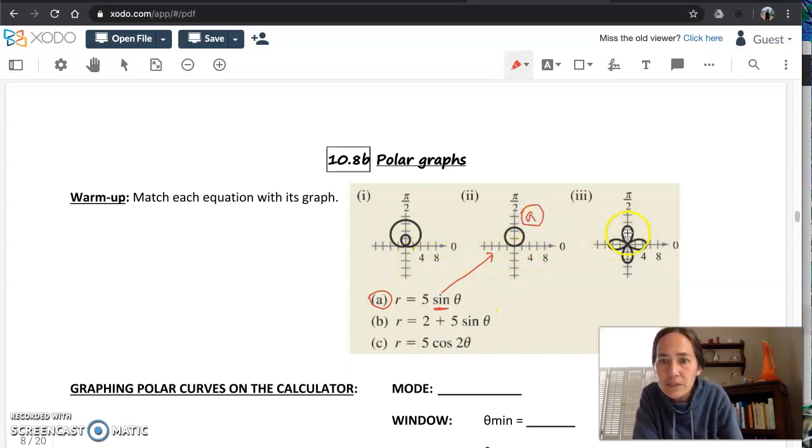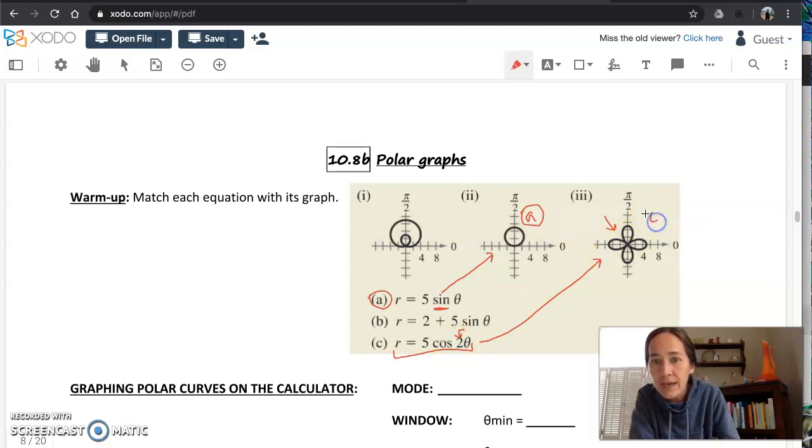Which one of these would be this 4-petal rose? Do you remember if you have an equation of the form A cosine of B theta or A sine of B theta, you get a rose or a flower shape. And if n here is even, you're going to have 2n petals. This is a 4-petal rose, and its equation that we can check is from letter C.